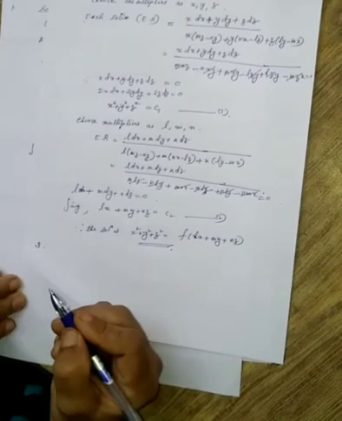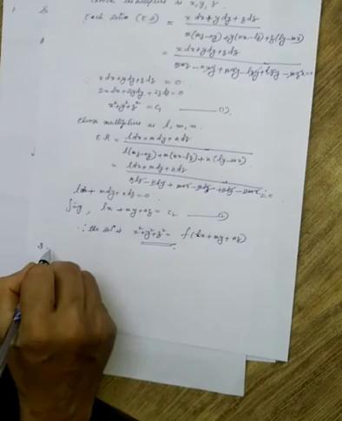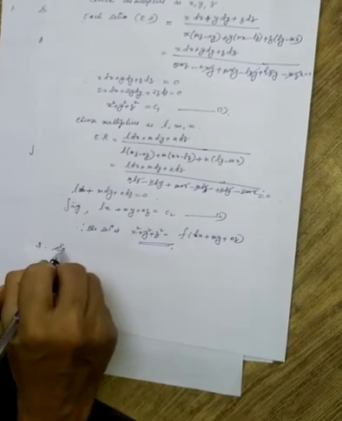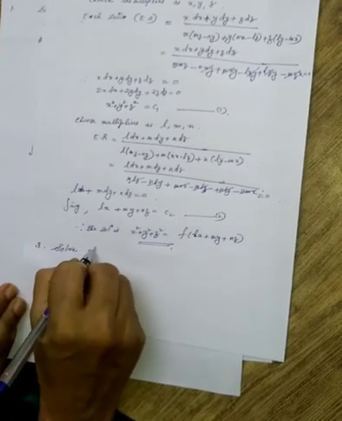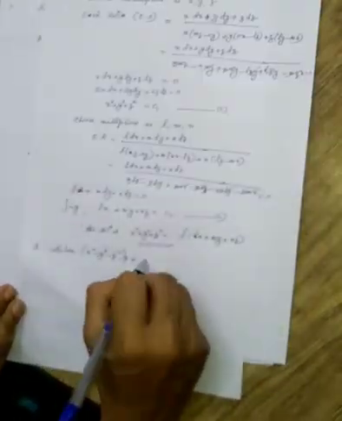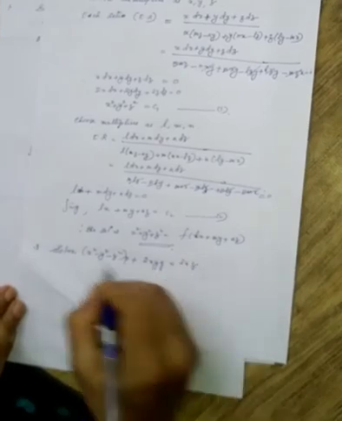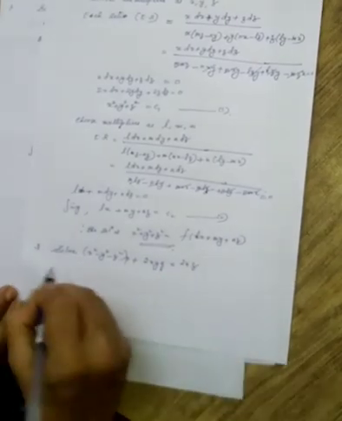Go to the third question. So these are very important questions. Number 1. Solve x square minus y square minus z square into p plus 2xy q equal to 2xz. So these are important questions.